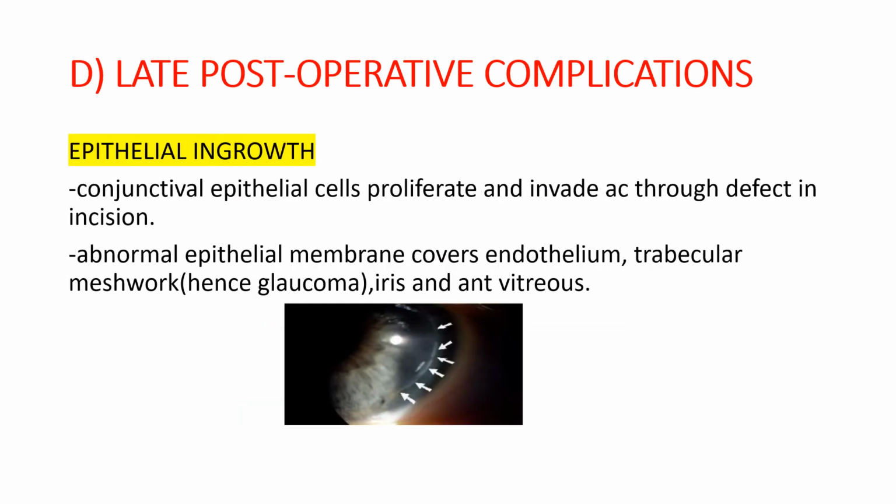One of the late complications can also be epithelial ingrowth. Here there is a proliferation of conjunctival epithelial cells and they invade the anterior chamber through a defect in the incision or the wound. So there is an abnormal epithelial membrane which proliferates and covers the endothelium, trabecular meshwork, iris and later the anterior vitreous. When this abnormal membrane is formed on the trabecular meshwork, it can lead to glaucoma.